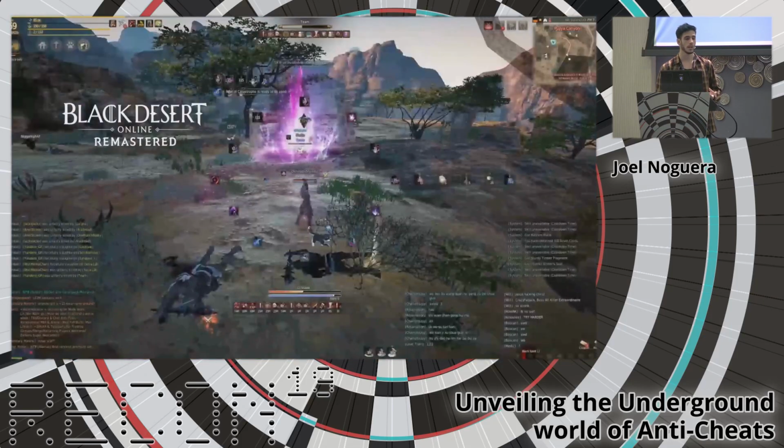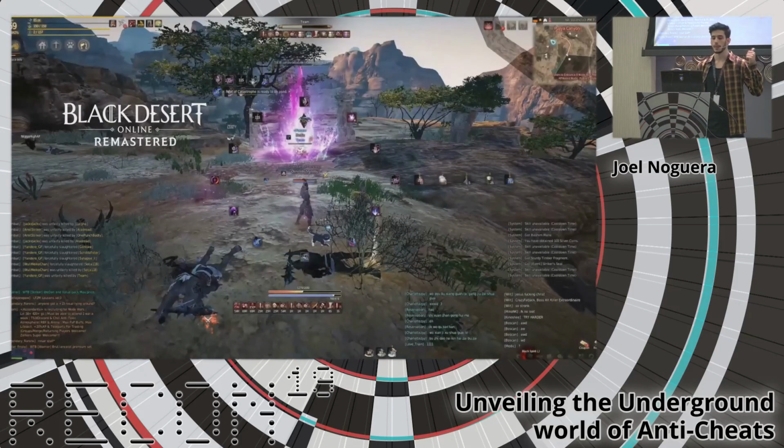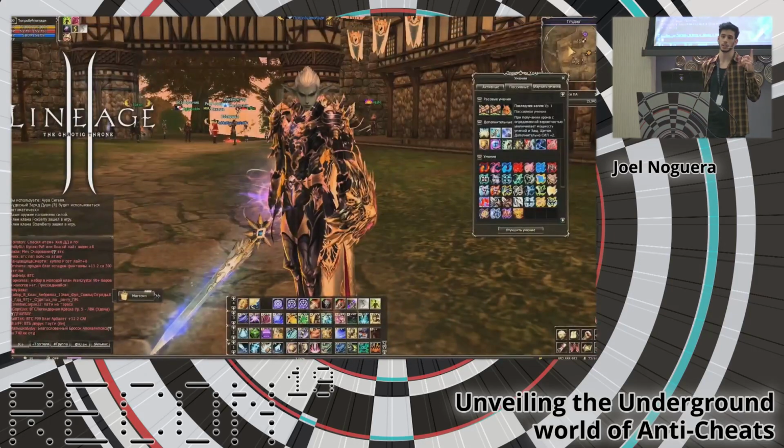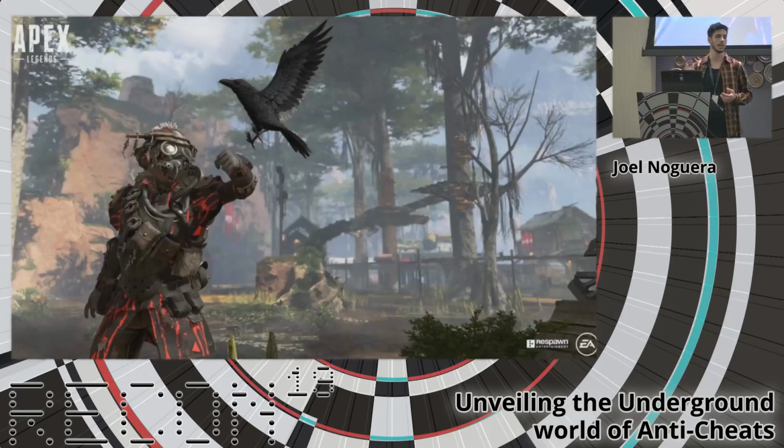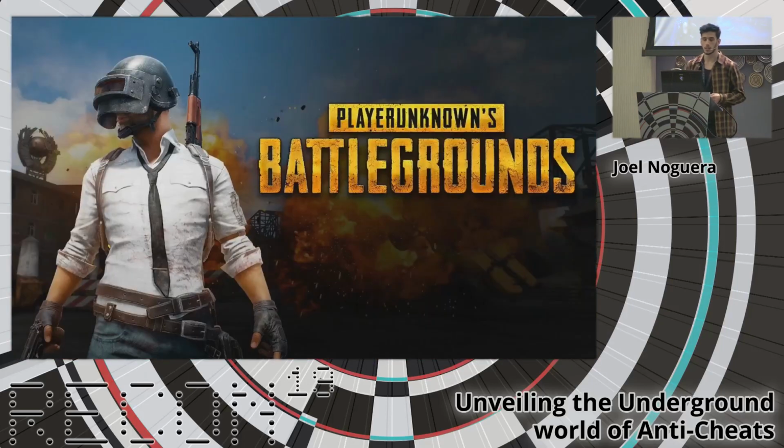To give you some real examples, here we have Black Desert Online, which uses Xigncode, the inspector one, as well as Lineage 2, that you may know. These 2 games have been on the market quite a long time, more than 10 years. Then we have one of the latest releases, Apex, together with Fortnite. They both use EasyAntiCheat. And finally we have PlayerUnknown's Battlegrounds, which uses BattleEye in order to protect the game.